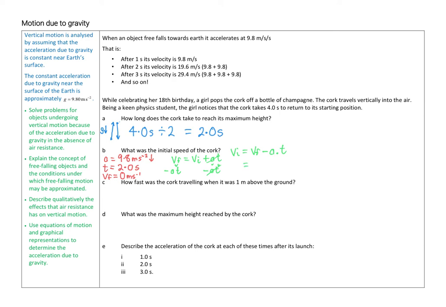So VF we have said is equal to 0 minus, now the acceleration is going downwards. The projectile is going upwards. So we're going to call that minus 9.8. We're going to say downwards is negative, upwards is positive, because the acceleration works in the opposite direction to the initial velocity. 0 minus 9.8 times by 2.0, which is equal to 19.6 meters per second. Upwards, because it's positive.